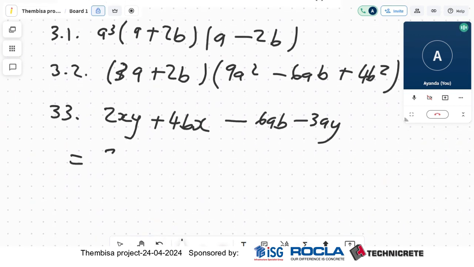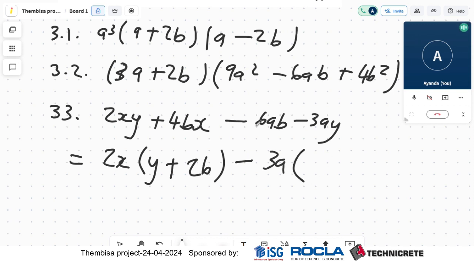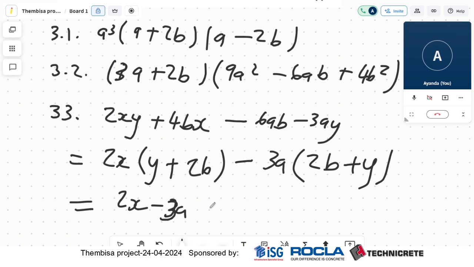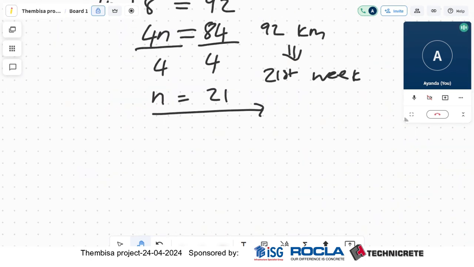Now we're going to remove a common factor, 2x multiplied by y plus 2x to get to 4bx would be 2b. Minus a common factor here again, we'd have 3a times 2b to get to 6ab, plus to get to 3ay, we just have a y. And then we can simplify this as 2x minus 3a times y plus 2b, which is the same as 2b plus y. So this is just one bracket, 2b plus y. And that's it for question 3.